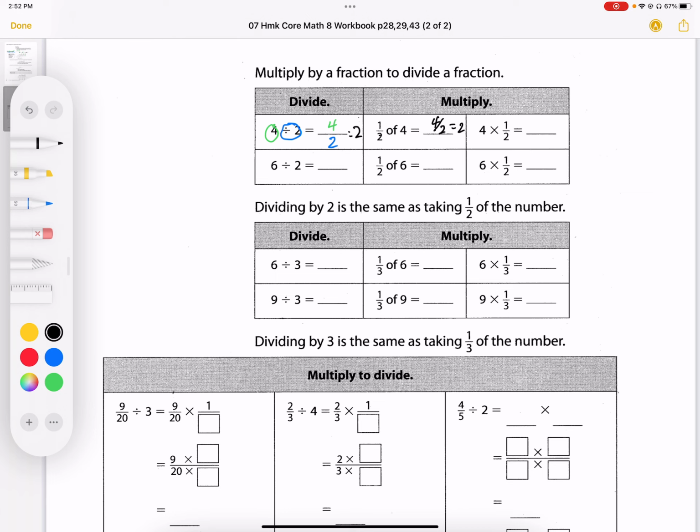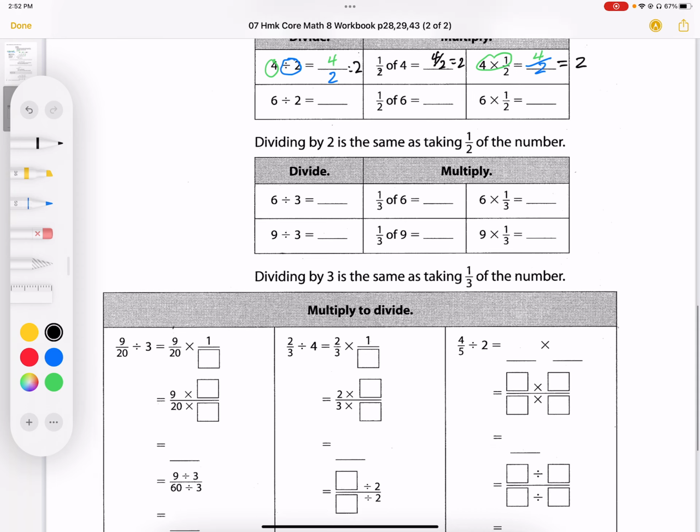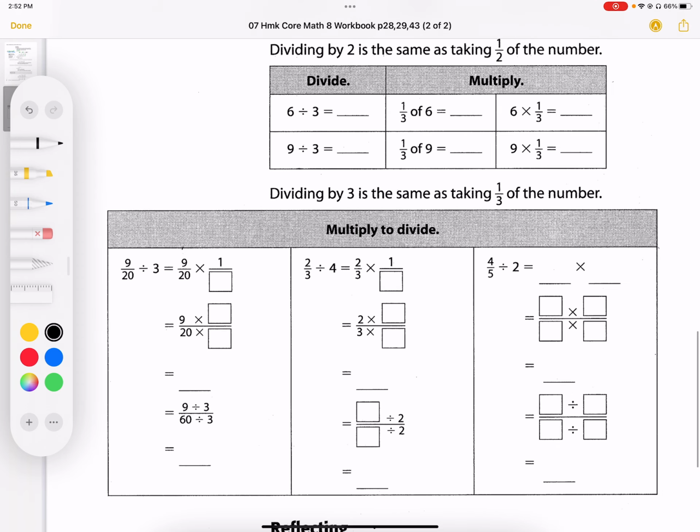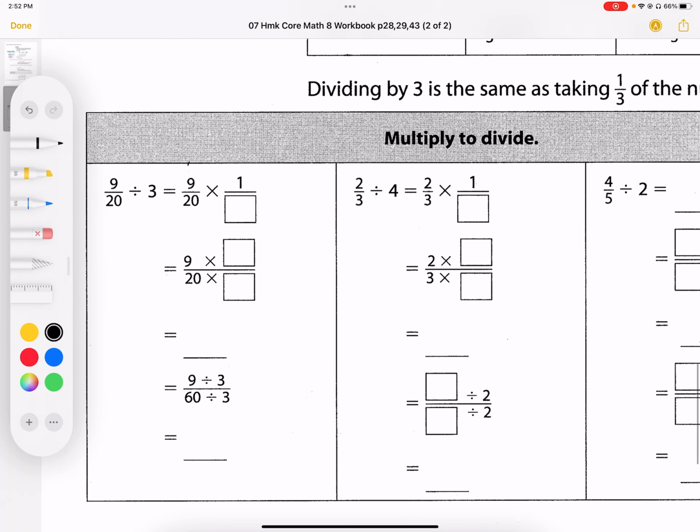So 4 times 1 half: times on top, 4, divide on bottom, 2, and that gives us the answer of 2. So this times on top, divide on bottom, if we can organize where we put these parts, we can do our fractions much easier by just using this rule. So the examples they've given you, you need to do the rest of these, but the examples here, 9 over 20 divided by 3 is the same as 9 over 20 times 1 over 3.